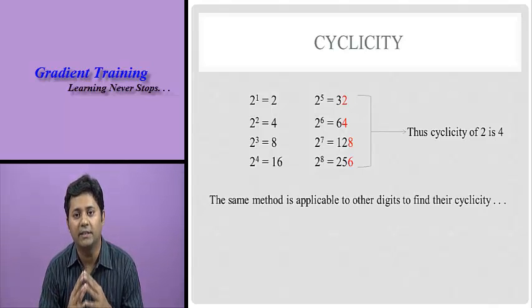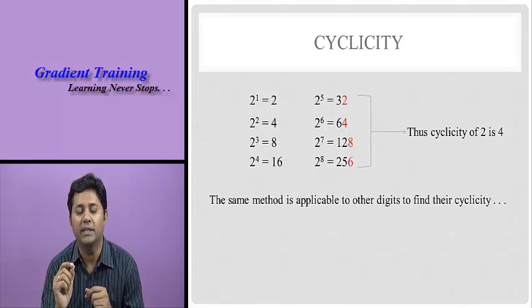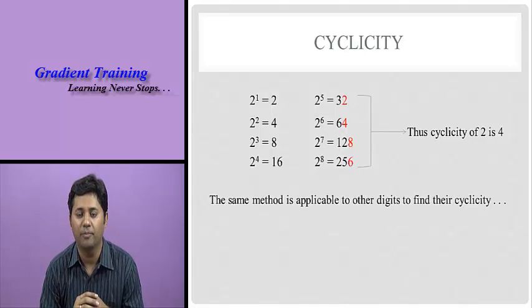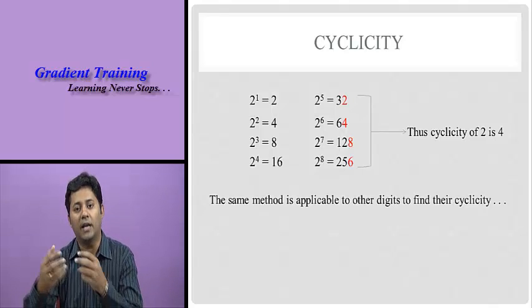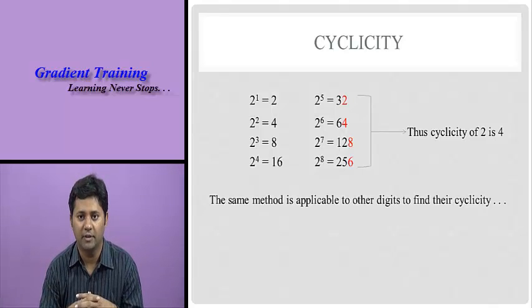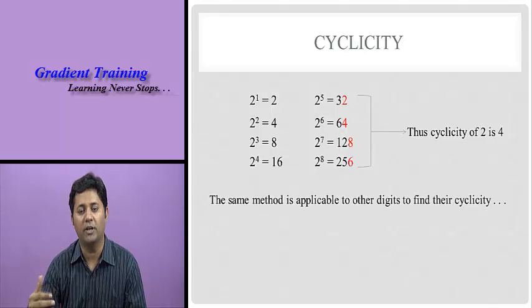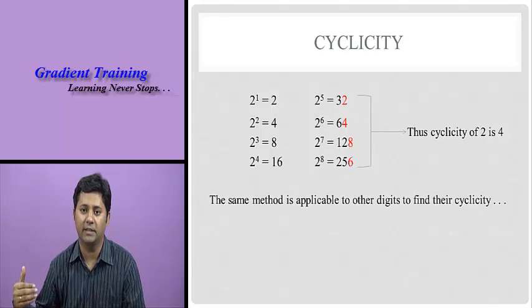So in this case, in the example of 2 that I gave, we'll say that the cyclicity of 2 is 4. Because after every fourth power, the last digits are repeating themselves, and repeating themselves in the same order: 2, 4, 8 and 6.